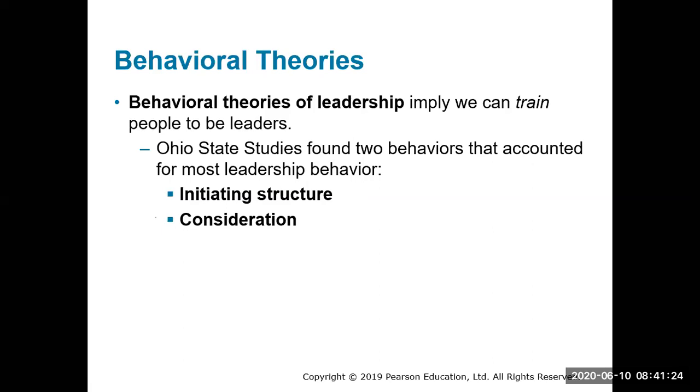The second behavior is consideration. Consideration is the extent to which a leader has job relationships characterized by mutual trust, respect for employees' ideas, and regard for their feelings. They just trust the employees to complete their tasks. They don't give a deadline, they don't give a structure, they don't define the performance. It is based on trust between the leader and the employees.